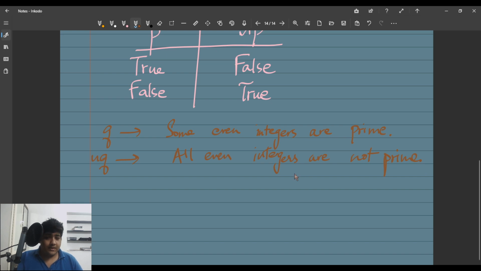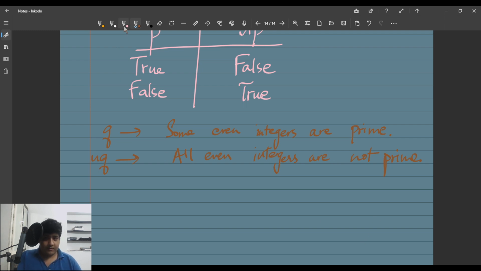You'll soon understand why I used this form rather than writing "none of the even integers are prime", because in symbol form, if we write this down, we'll come to that in the next example. This form turns out to be a bit easier to get to, but "none of the even integers are prime" is a perfectly logical negation for Q.